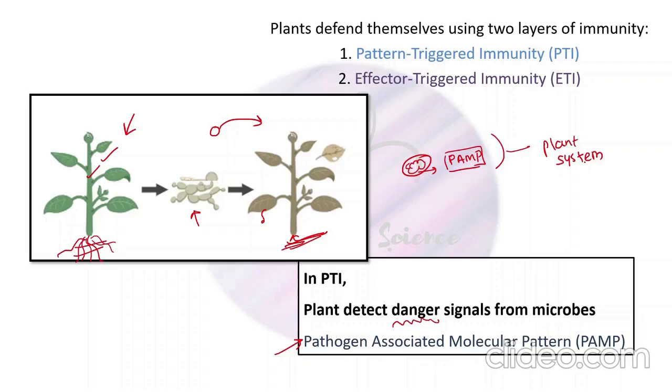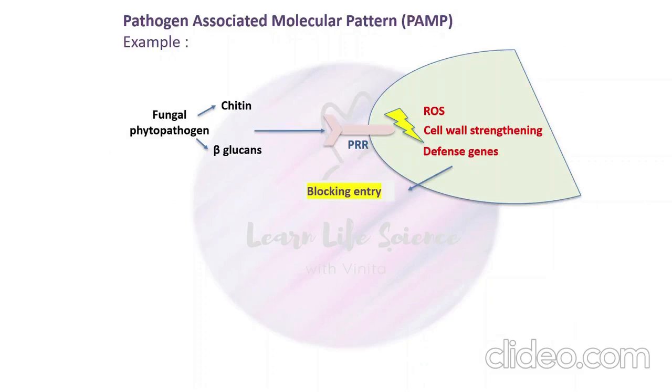Once these molecular patterns are detected, there is induction of signaling in the plant system in such a way that there is blockage of the fungal entry, or there is a proper defense in which the fungus or the bacteria fails to attack the plant system. For example, a fungus basically consists of two components in its wall, chitin as well as beta glucans. These act as PAMPs.